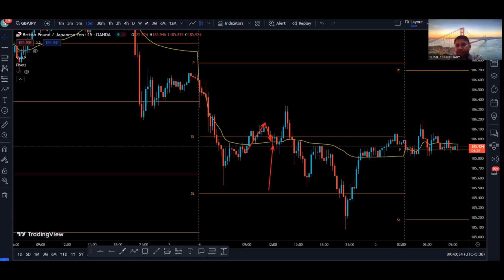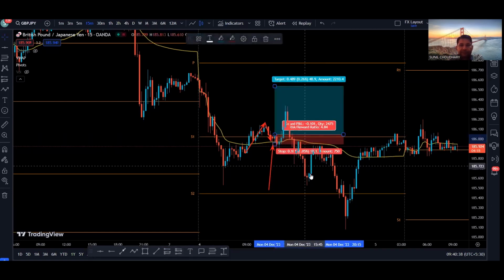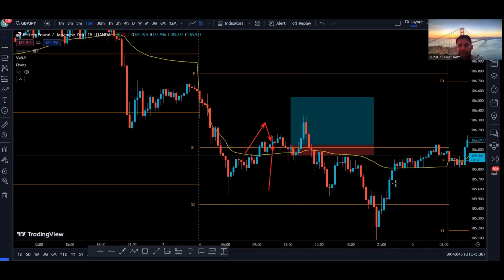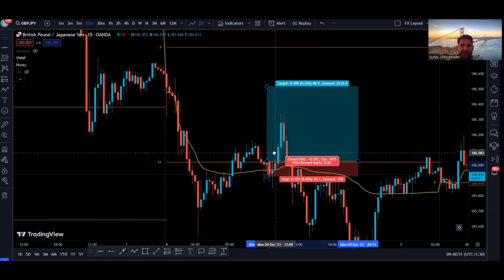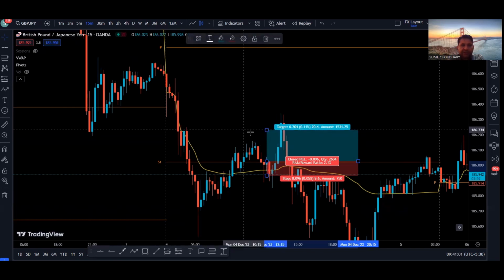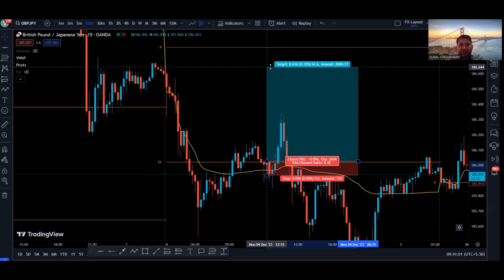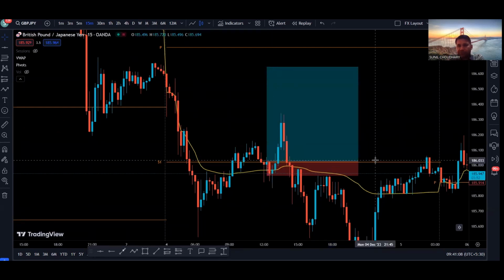So I took my entry here for the long, and the stop loss was below that bullish candle closure. So as we can see, this was the bullish candle. As soon as this candle closed, I took my entry and the stop loss was below this candle. The first target was right here, which was already more than 1:1, and then this was a target, and then I thought this can be a target as well. So as we can see, the next candle just stopped me out of the trade.